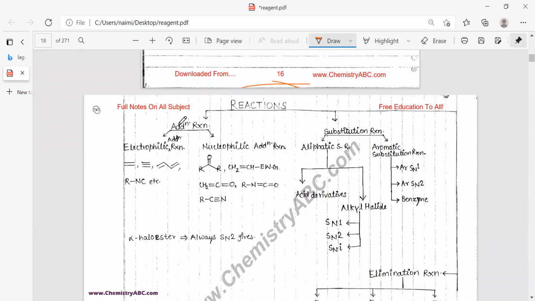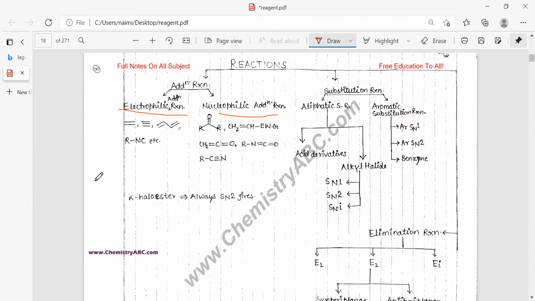Okay, so the first one is addition reactions and the second one is substitution reactions. There are two types of reaction, addition and substitution. Addition is either electrophilic addition or nucleophilic addition. Substitution reactions include aliphatic substitution reaction and aromatic substitution reaction. Okay, so in electrophilic addition, these are the electrophiles, these are the electrophilic additions, and these are examples of nucleophilic additions. Here I have also mentioned that alpha haloesters always give SN2.